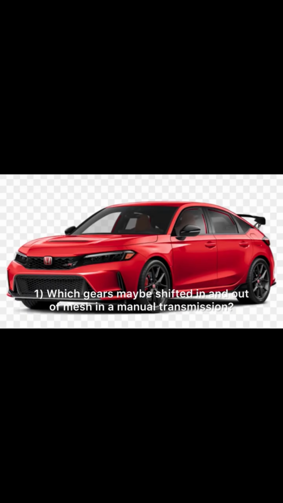32 questions and answers on operating principles of a manual transmission. 1. Which gears may be shifted in and out of mesh in a manual transmission? Reverse only. 2. What are the three purposes of a transmission? 1. Multiply torque. 2. Neutral or break path of power. 3. Reverse or change direction.